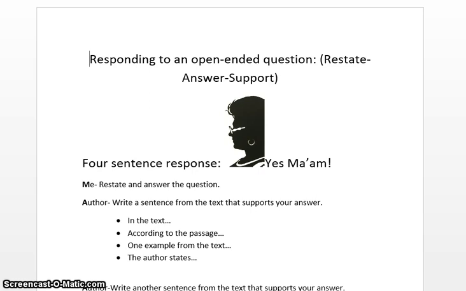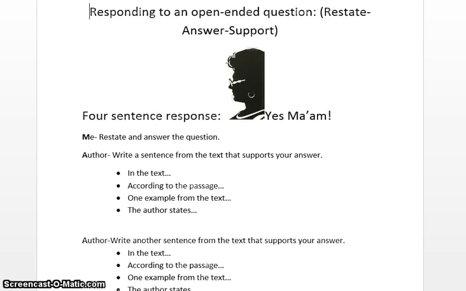Now, I'm using information from the short YouTube video of Little Red Riding Hood, so if you would like to push pause on this video and go back and watch that, you can find the link to it right on our online classroom. So when we respond to a question, we're going to have a 4-sentence response.